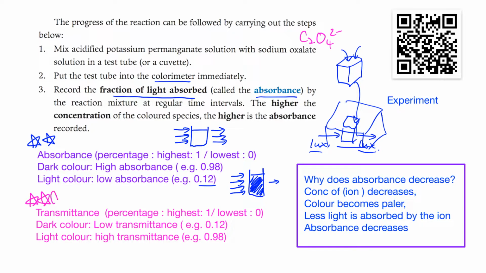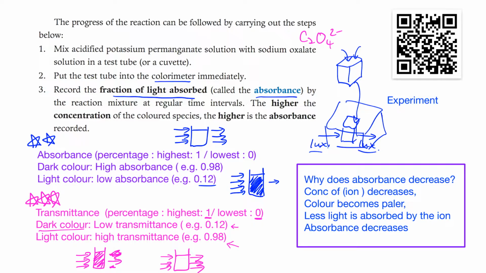We call it transmittance. Transmittance, like absorbance, is expressed as a percentage, so we'll have a range from 1 to 0. If it is a dark color one, only a small amount of light can pass through, so the transmittance is very, very low. The value here will be 0.12, a low value. But if it is a light color or transparent one, then most of the light can pass through, can transmit through. So that will be a high transmittance, closer to 1.